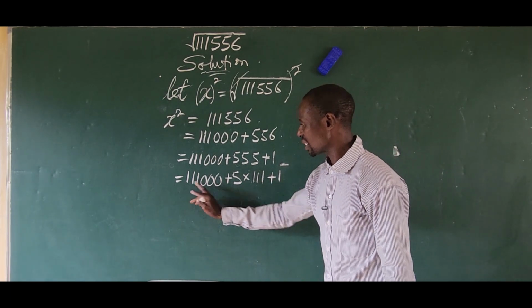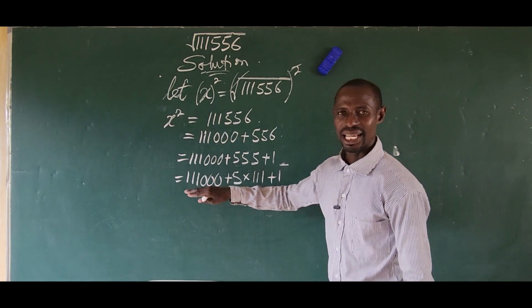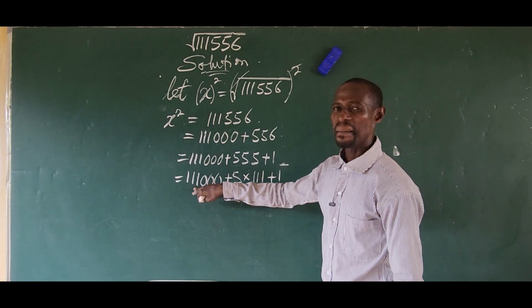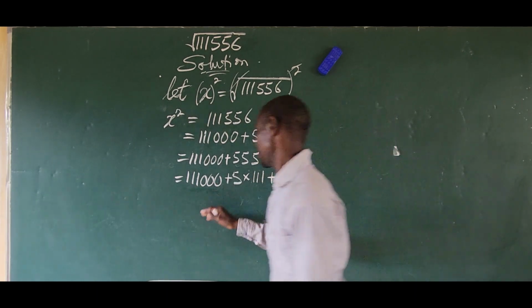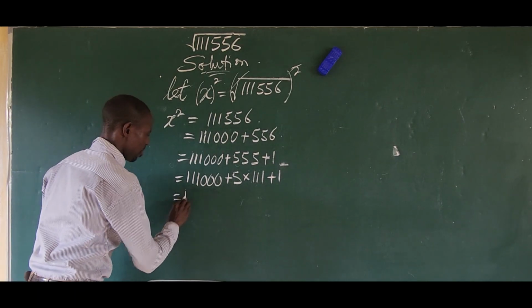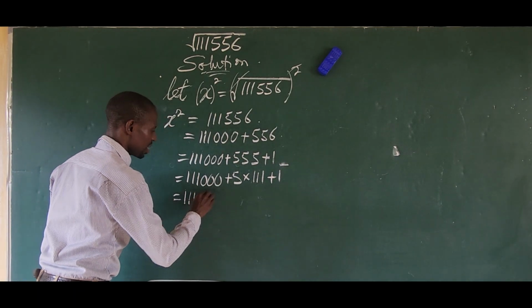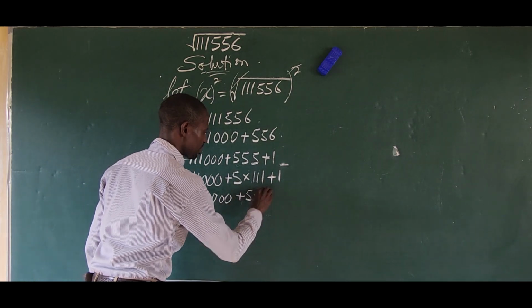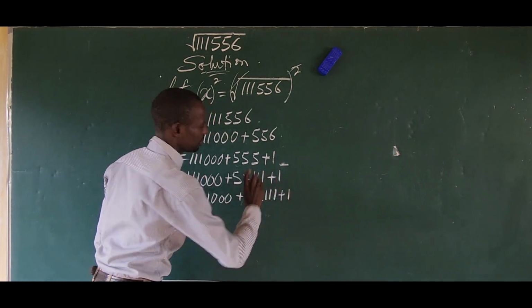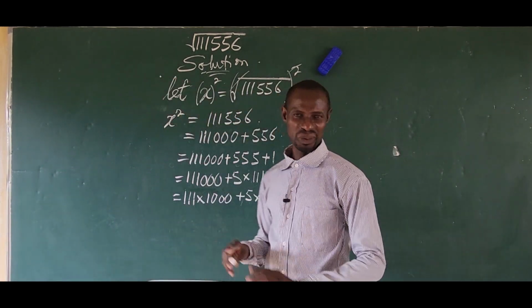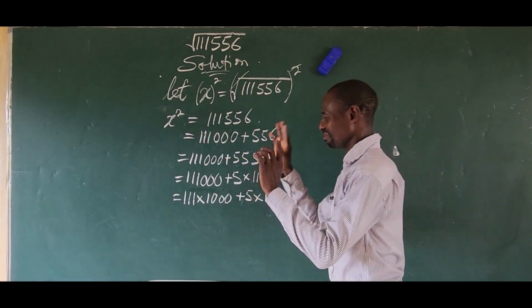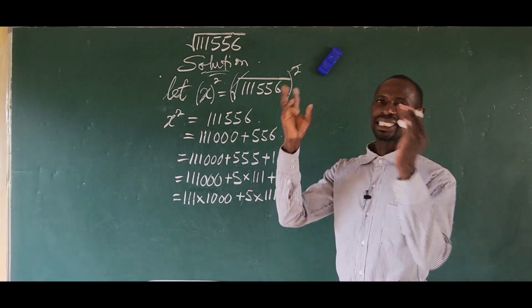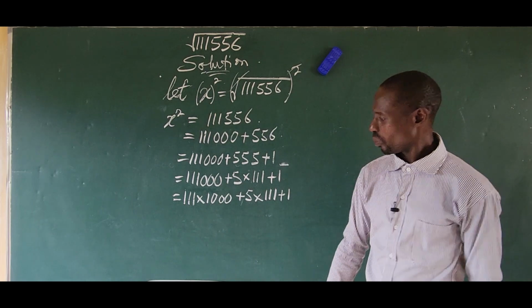So we have 111, we have 111,000. We want to separate 111 from this entire figure we have here, and so we want to multiply this by 1,000. Writing this will now give us 111 times 1,000 plus 5 times 111 plus 1. There's something special about this 111 we are having here. So we want to evaluate the whole situation so that we can have 111 playing out in the special format.